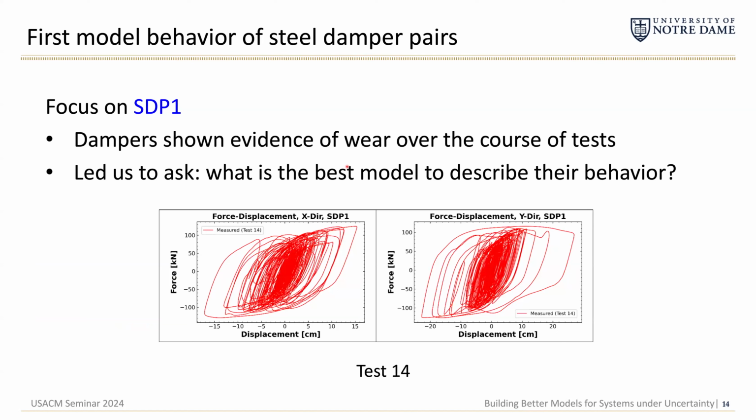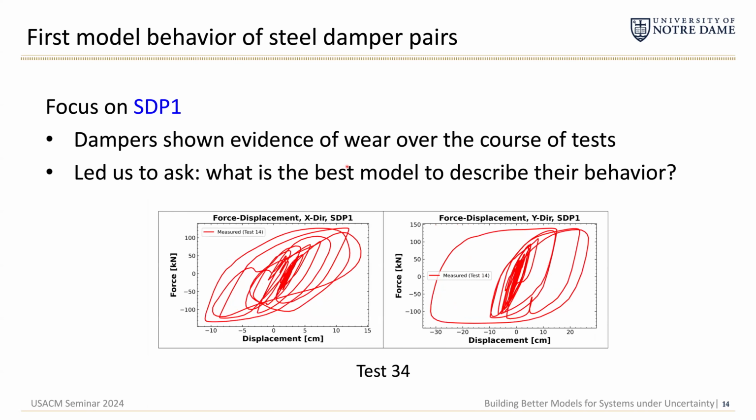And so this then led us to ask, well, what is going to be the best model to describe their behavior? Because, for instance, for one set of tests with one particular set of excitations and intensities, we see a response that looks something like this. And then we change the ground motion, we change the intensity, and we get a slightly different looking response. And it got us thinking, okay, well, what model will best describe this observed behavior?